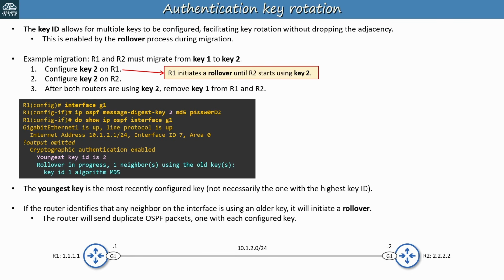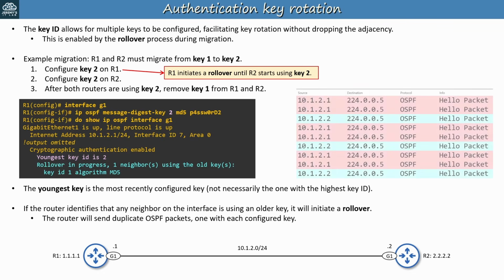The router will send duplicate OSPF packets, one with each configured key. Here's how it looks in a packet capture. Notice the pattern. R1 sends 2 hellos, R2 sends 1. R1 sends 2 hellos, R2 sends 1, etc. Each of these hellos from R1 uses a different authentication key. One uses key 1 and one uses key 2. R2 only has key 1 configured, so it only sends hellos with key 1.